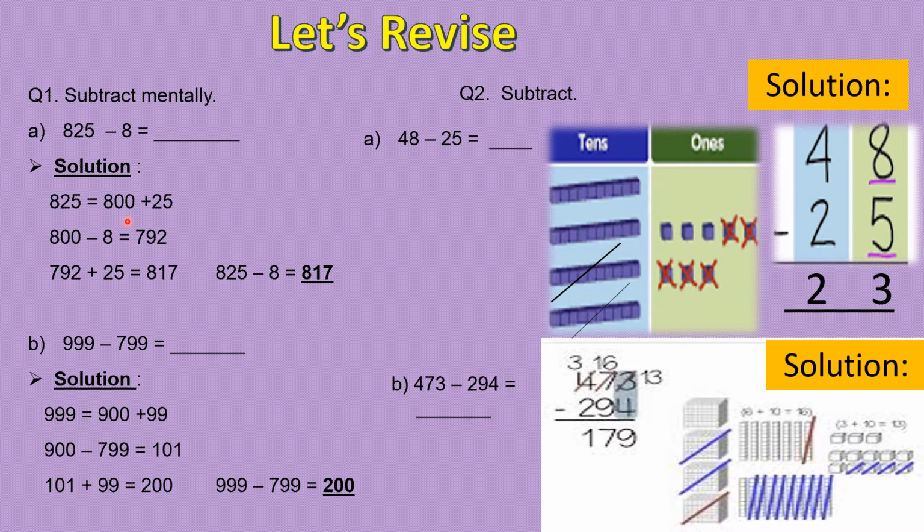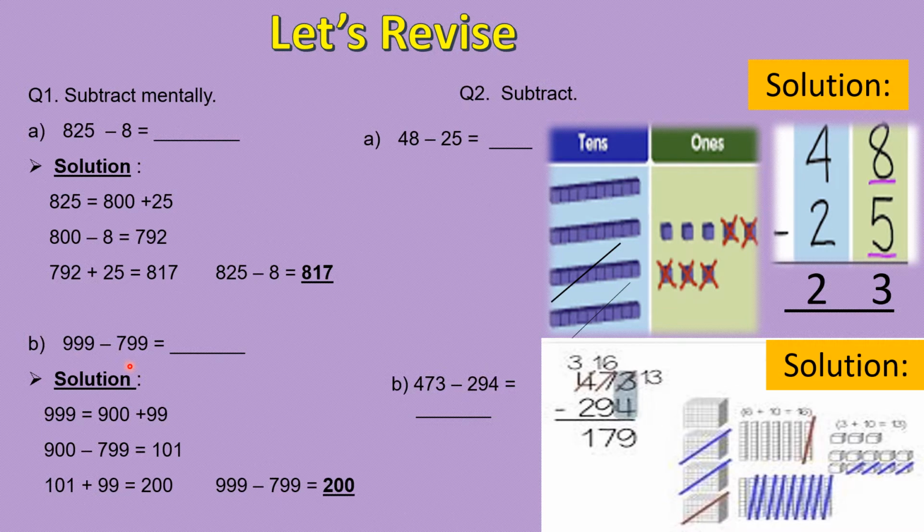So what I did, 800 plus 25. That's as simple as it can be. Okay, then what I do, again I choose the bigger number. 800 minus 8 is 792. Okay, and then you can see there is a plus sign here. So 792 plus 25 is 817. That means that my final answer is 825 minus 8 is 817. And this is the same answer which I would get in my rough work, which was the direct way.